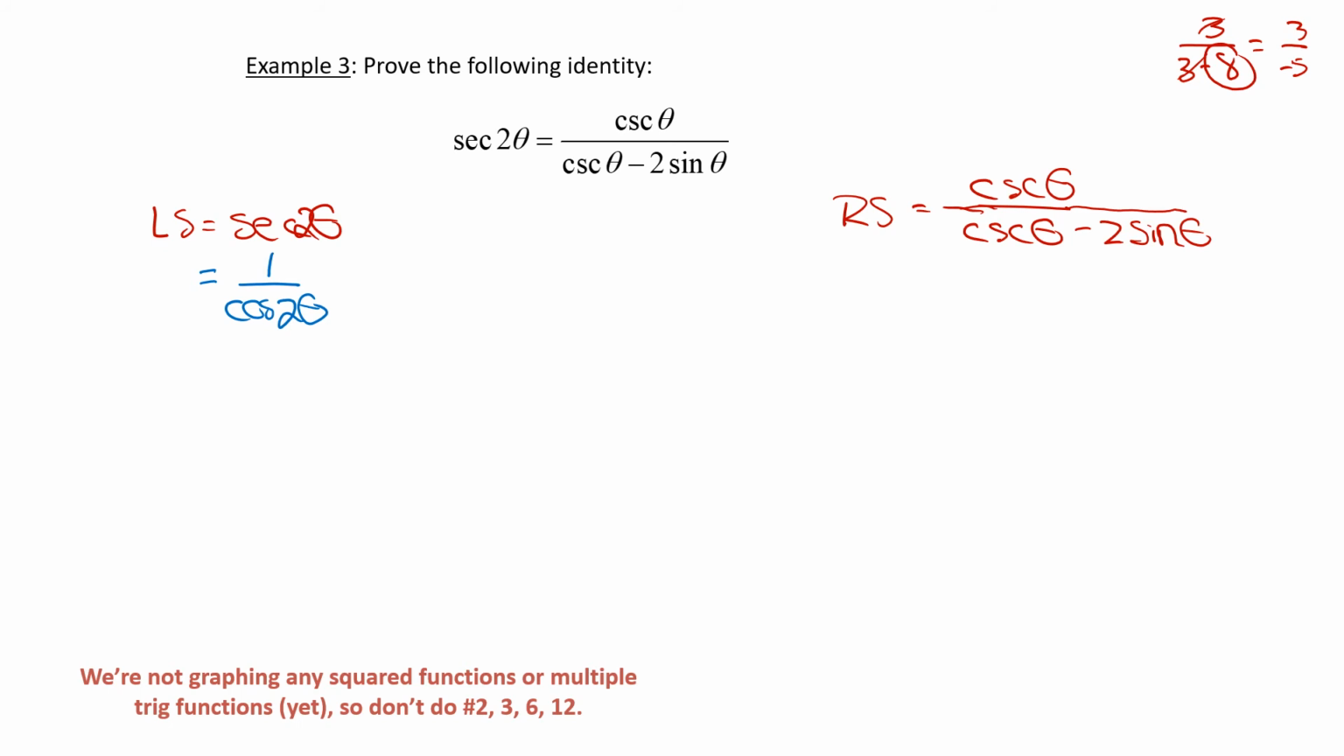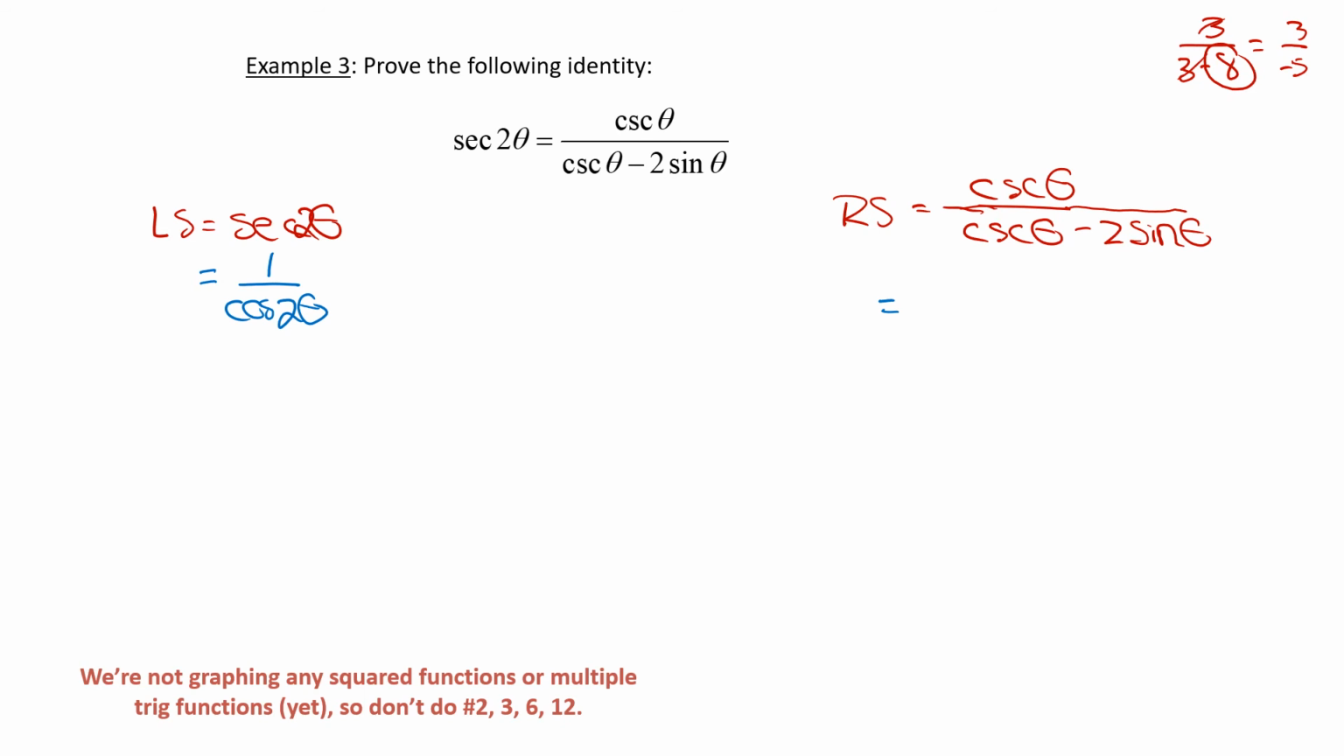I have lots of double angle formulas. I could certainly take that denominator, but then I'm going to make it more complicated, more messy, and that's not the goal of a proof. You want to keep it neat and tidy. Let's go over to the right side. What can we do with the right side? Well, again, we can get rid of all of these extra secondary ratios and go back to the primary.